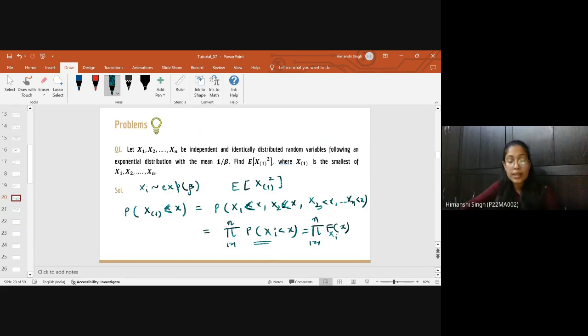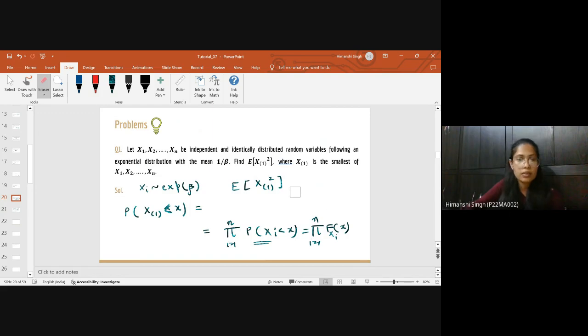I'm thinking that I've made some mistake here, because this is the minimum of X1, X2, ..., Xn, which is less than x. Okay, I made a mistake. So what I will write here is that minimum is less than x, which implies 1 minus probability that X1... because if the minimum is less than x, I cannot say that each element is less than x. It is the minimum, so it can be less than x, but other elements can be greater than x. So that interpretation was wrong.